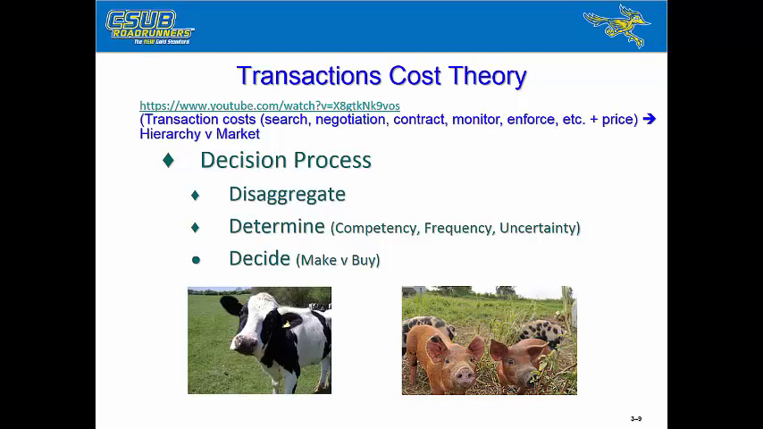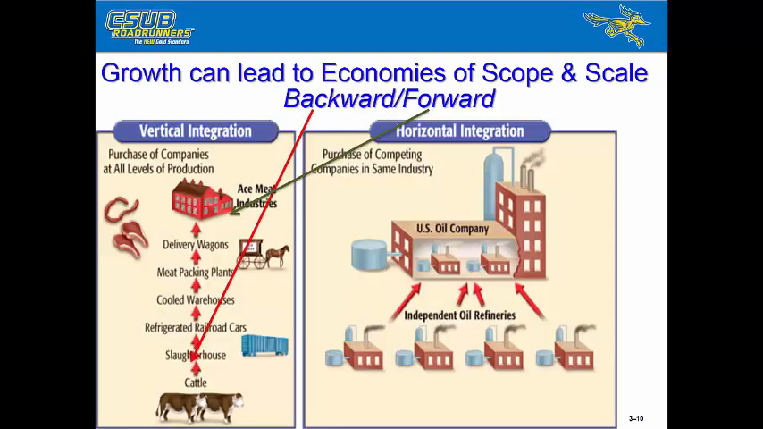So determining how good you are as a company at doing something, how often it happens, and how much uncertainty there is surrounding it, leads to then making a decision whether you make or buy. Make means you're doing it inside the company. Buy means that it's a transaction out in the marketplace between other firms. So those are the basics of transaction cost theory.